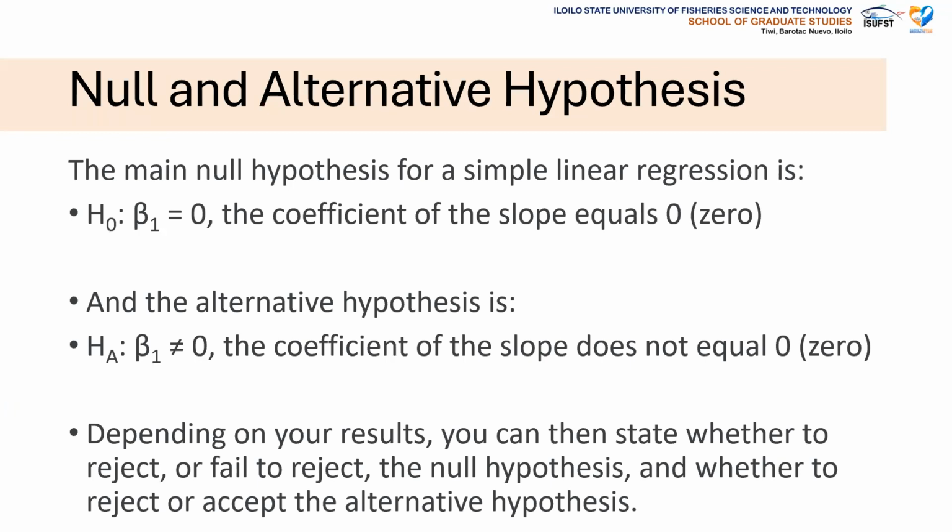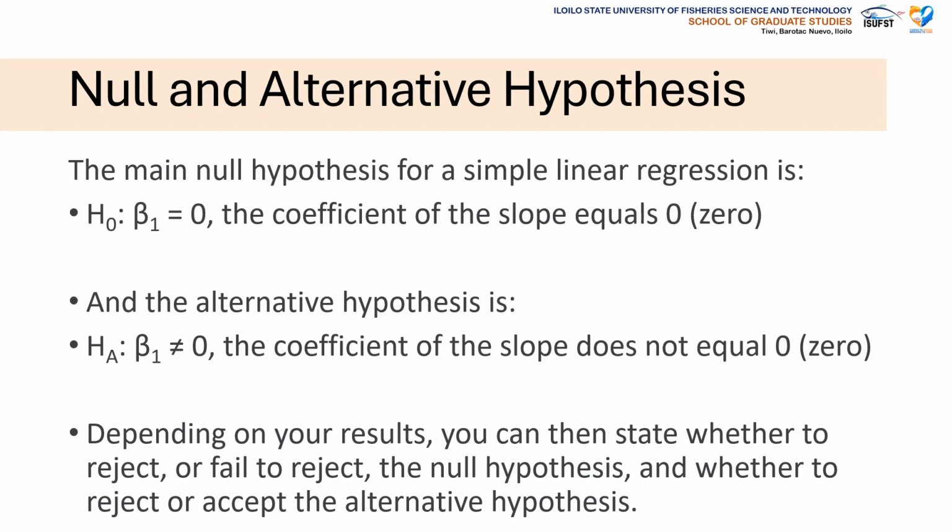And for your null and alternative hypothesis, for simple linear regression, your null hypothesis is that the coefficient of the slope equals 0. And for your alternative hypothesis, you could say the coefficient of the slope does not equal 0. Okay. Depending on your results, you can then state whether to reject or fail to reject the null hypothesis and whether to reject or accept the alternative hypothesis. But normally we use the term reject or not reject.